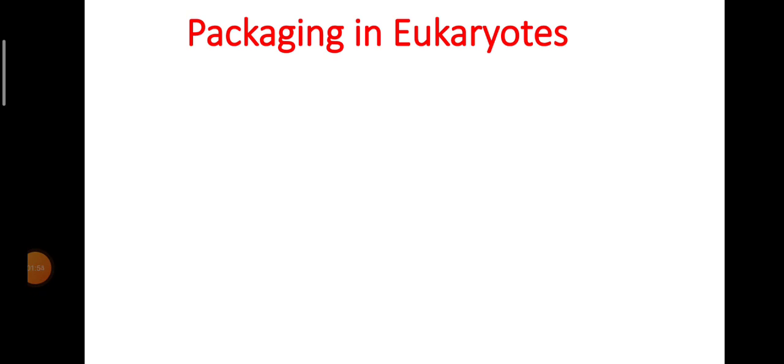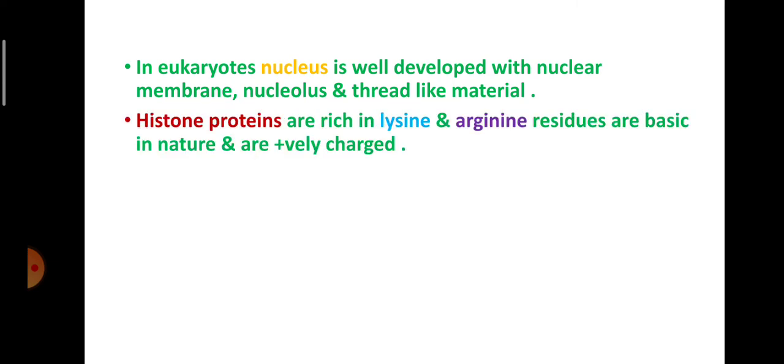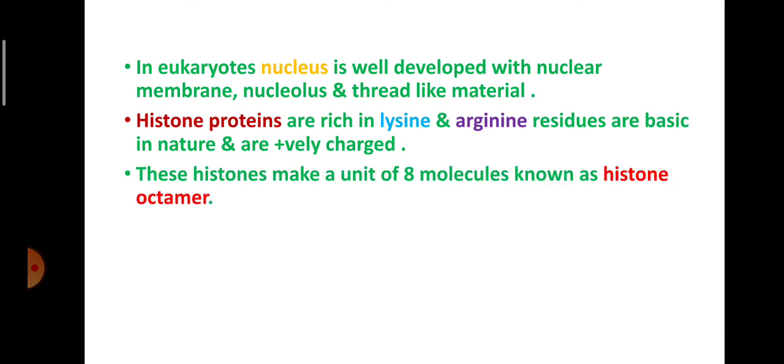Packaging in eukaryotes. This is our next topic. In eukaryotes, the nucleus is well developed with nuclear membrane, nucleolus, and thread-like material. Histone proteins are rich in lysine and arginine residues, which are basic in nature and are positively charged.